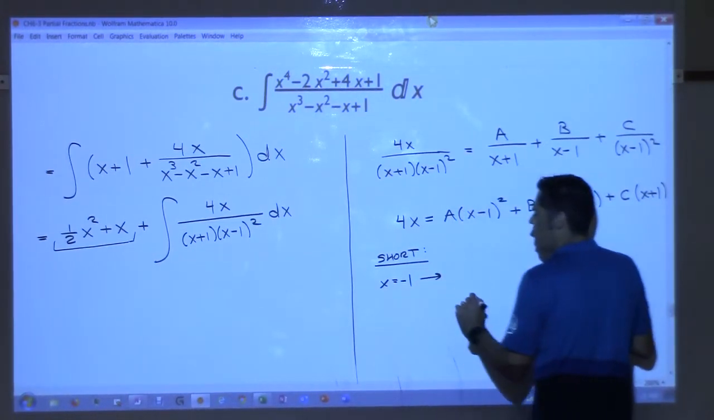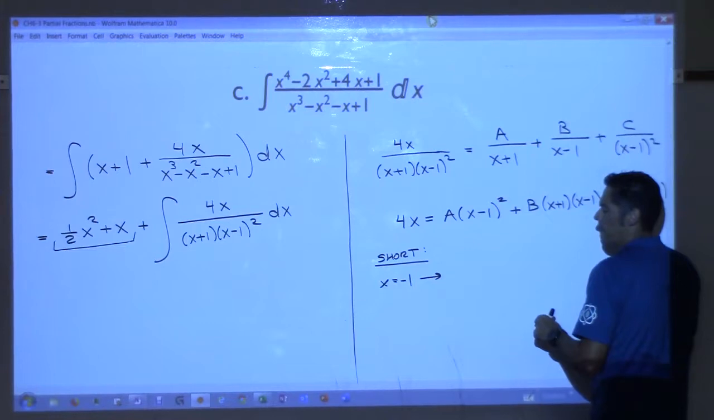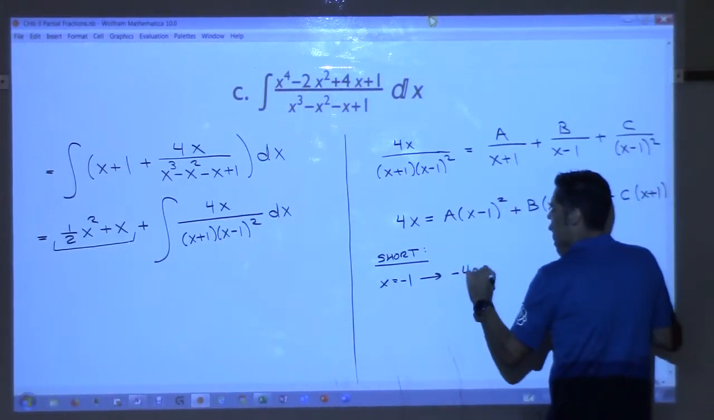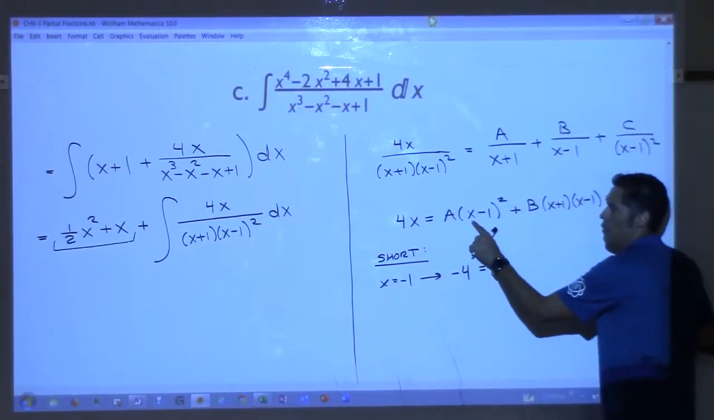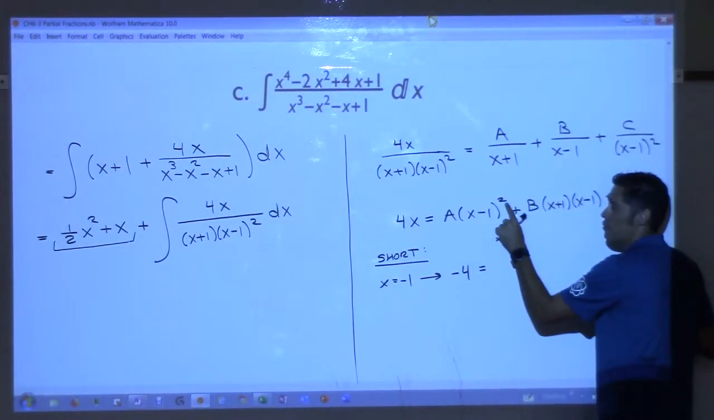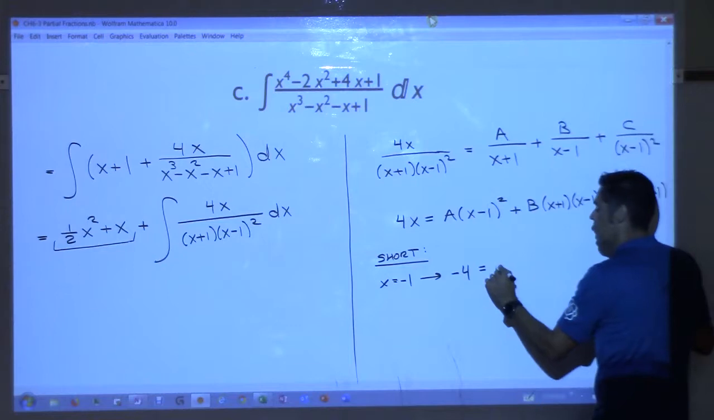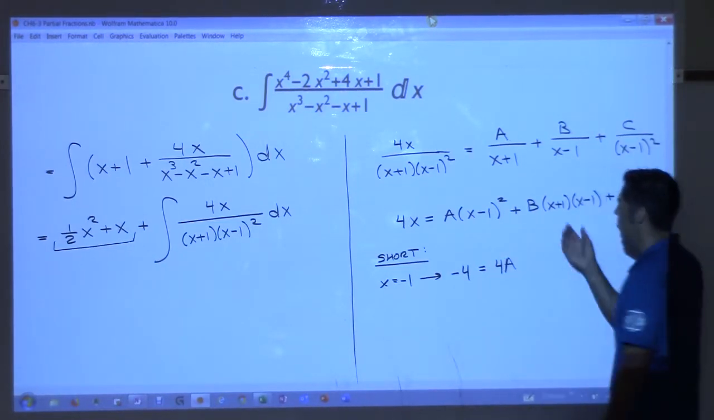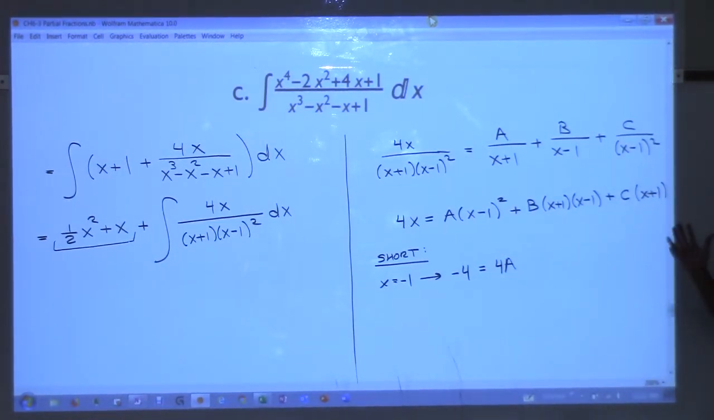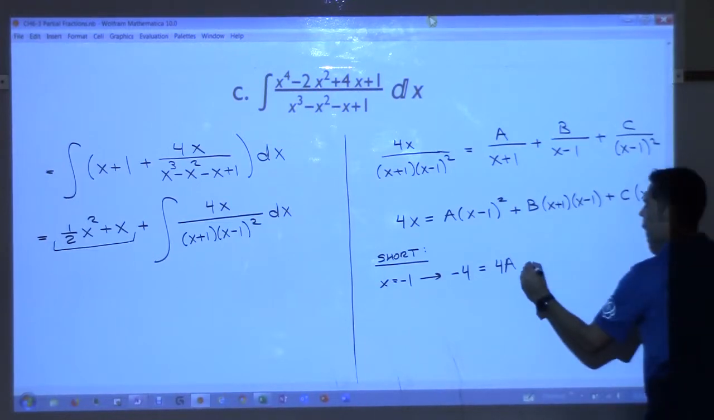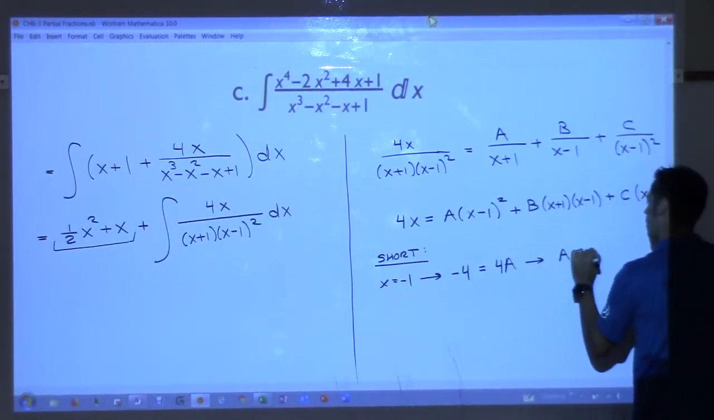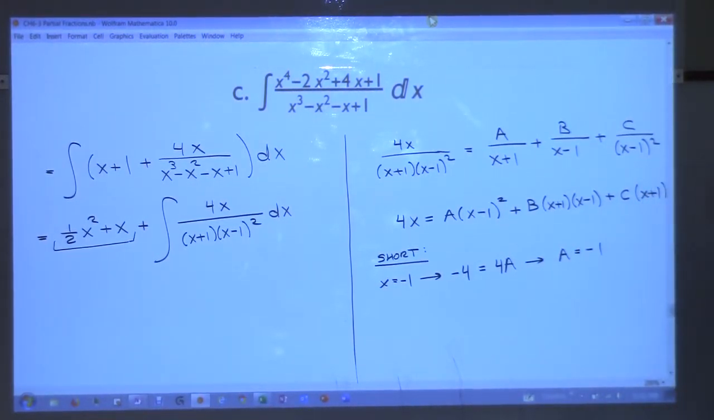If x is negative 1, Chris, what's the left side? Negative 4 equals, now you have to do negative 1 in here, right? So negative 1 minus 1, negative 2 squared is 4, so 4A. And then here, this should be 0, that should be 0, and we should get A here, right? A is what? Negative 1, right? All right. Okay.